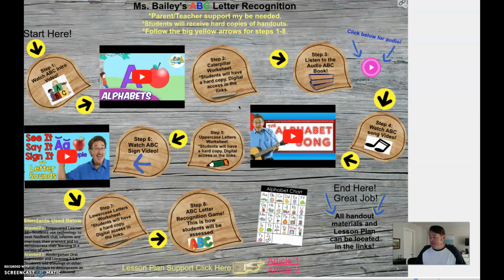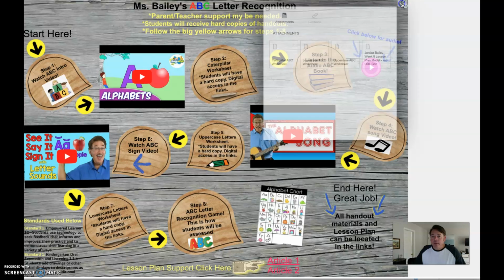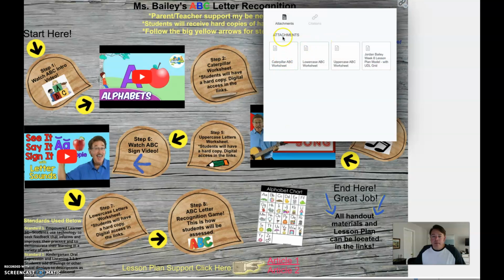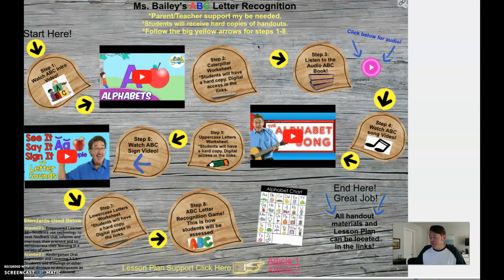And then as far as the three attachments, if we click up here, I can see right away that you attached the Caterpillar ABC worksheet, the lowercase ABC worksheet, the uppercase ABC worksheet, and then your week 8 lesson plan with the UDL grid. So great, you attached those just as expected. And I also saw that you had both the Colorado Content Standards and the ISTEs as well.